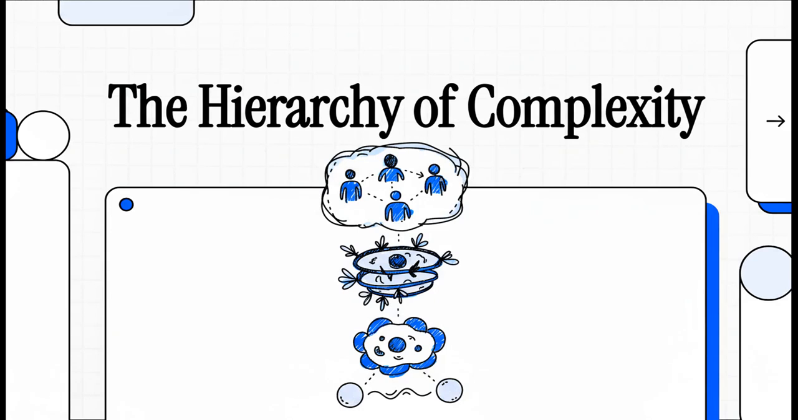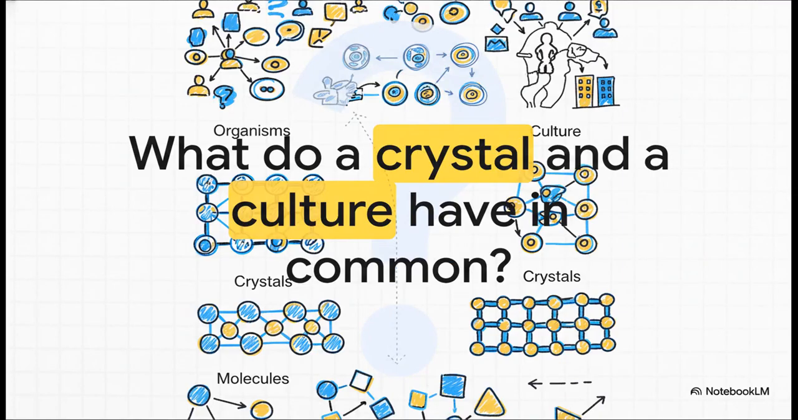Have you ever stopped to think about what a simple crystal and, say, all of human culture could possibly have in common? Well, it turns out there's a kind of hidden architecture connecting everything. So today we're going to climb the ladder of complexity from atoms all the way up to societies to see how it all works.